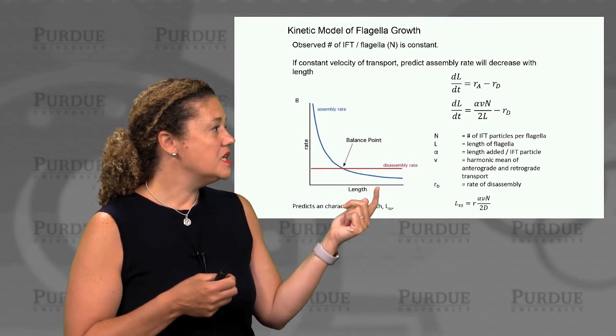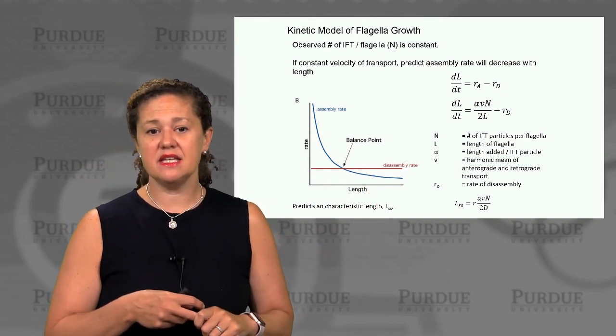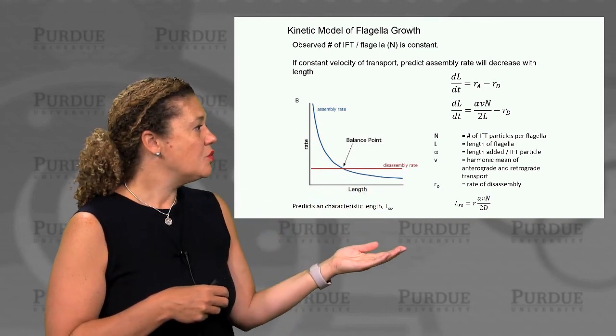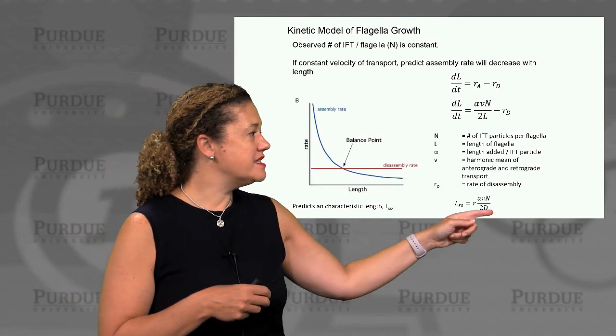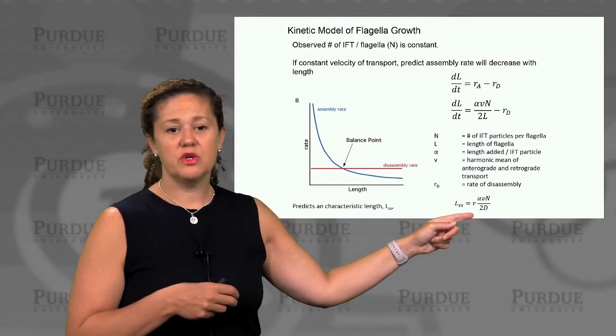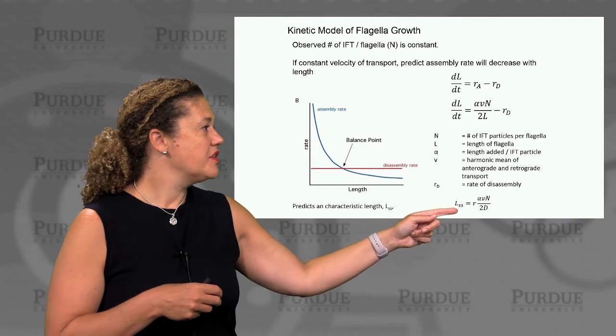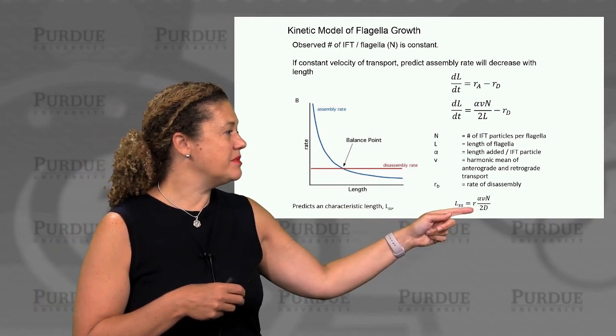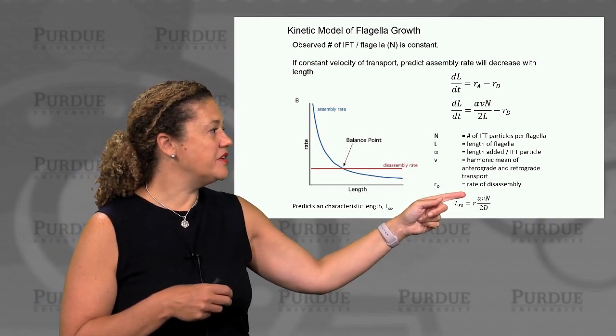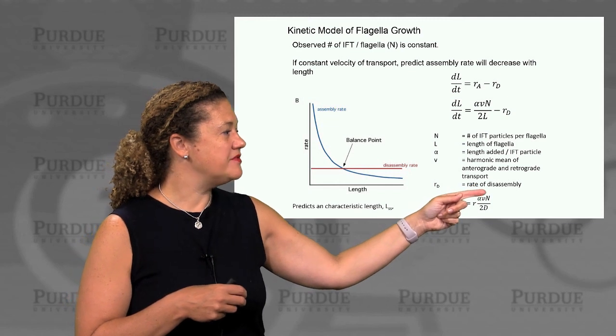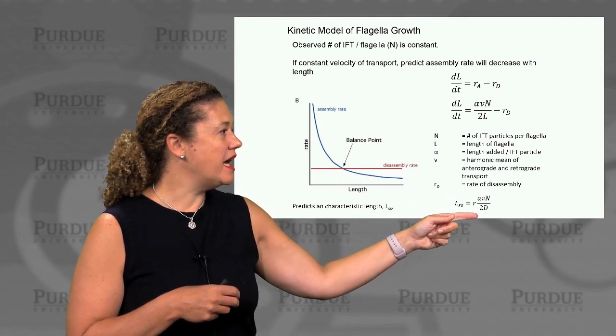And so now, just looking at the steady state solution of our dL/dt, we can predict a steady state length, which is going to be equal to the rate of disassembly times alpha, velocity, number of IFT particles, divided by 2d.